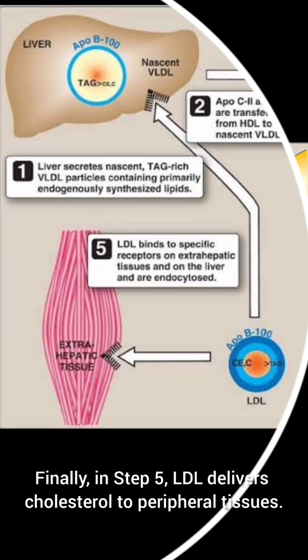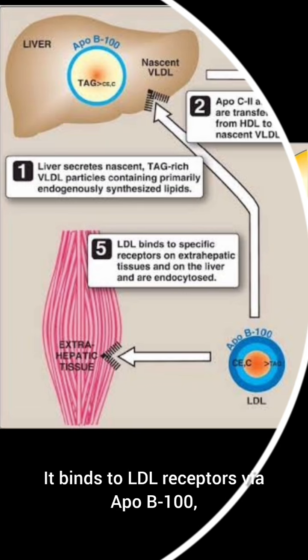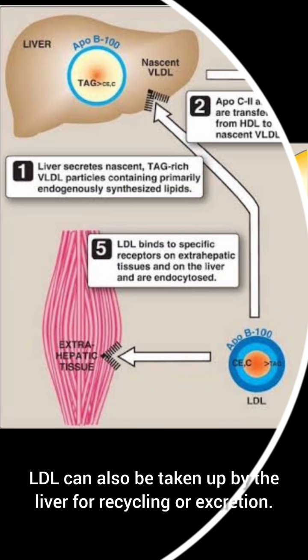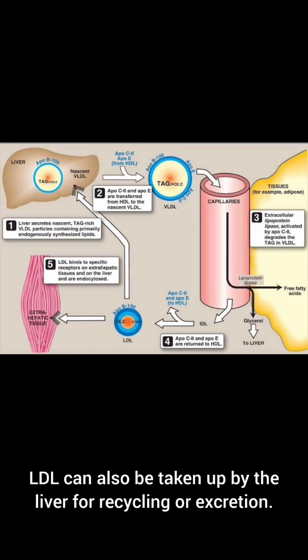Finally, in step 5, LDL delivers cholesterol to peripheral tissues. It binds to LDL receptors via Apo B-100, leading to receptor-mediated endocytosis. LDL can also be taken up by the liver for recycling or excretion.